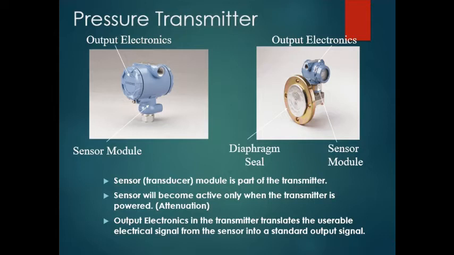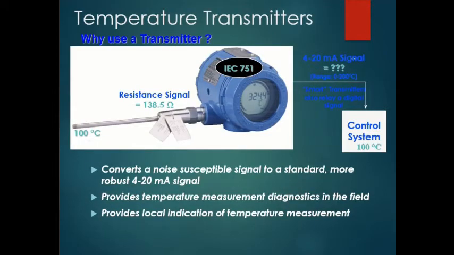Pressure transmitters are nothing but electronic modules. Earlier there were pressure gauges, and only local measurements were available. Nowadays pressure and temperature transmitters are electronic modules which convert a physical quantity into an electrical signal and transport it to the control room. Temperature transmitters are basically RTDs and thermocouples which convert those quantities into standard electrical signals of 4 to 20 milliamps, or nowadays digital signals.